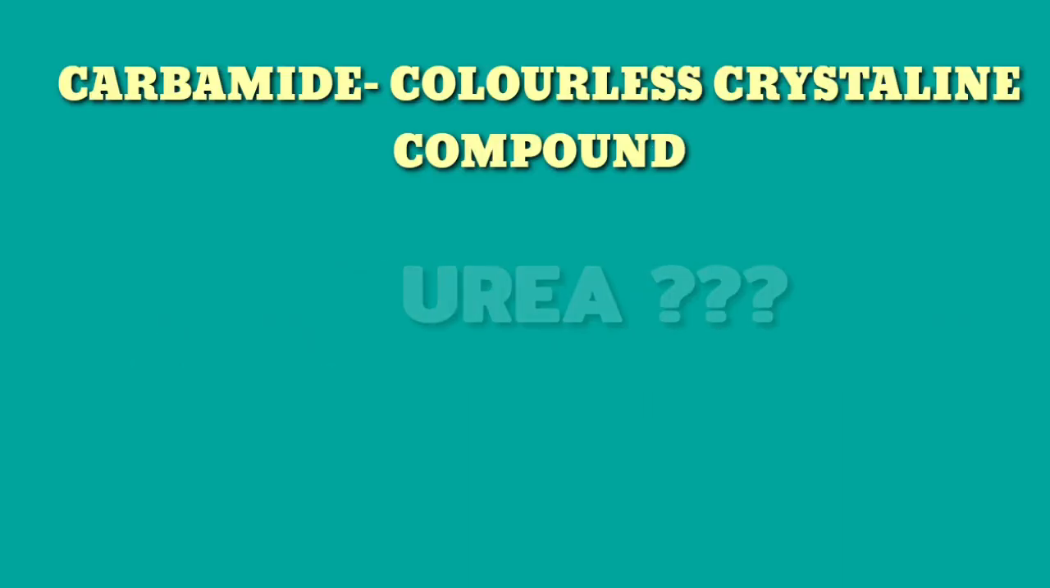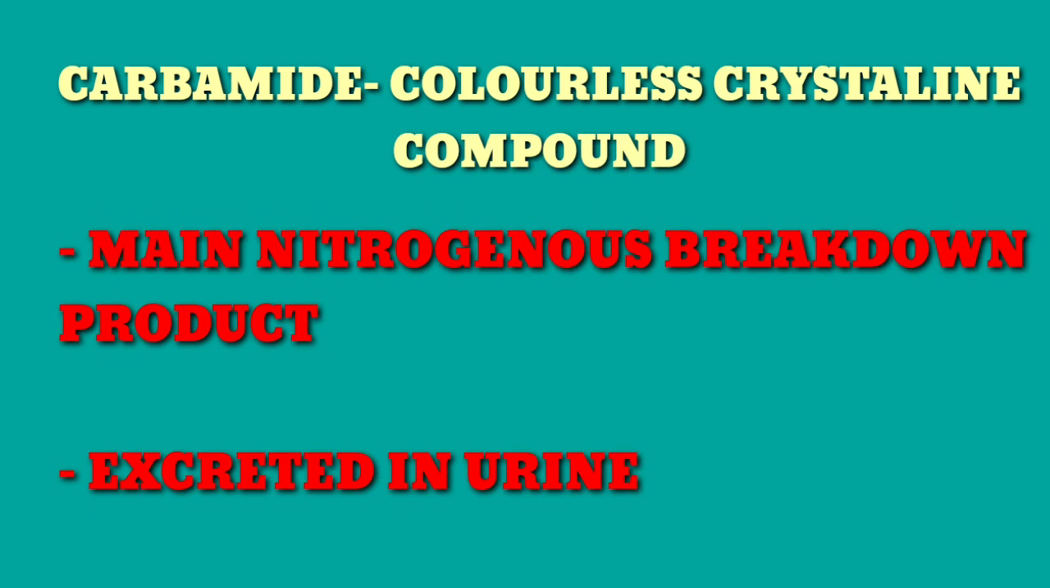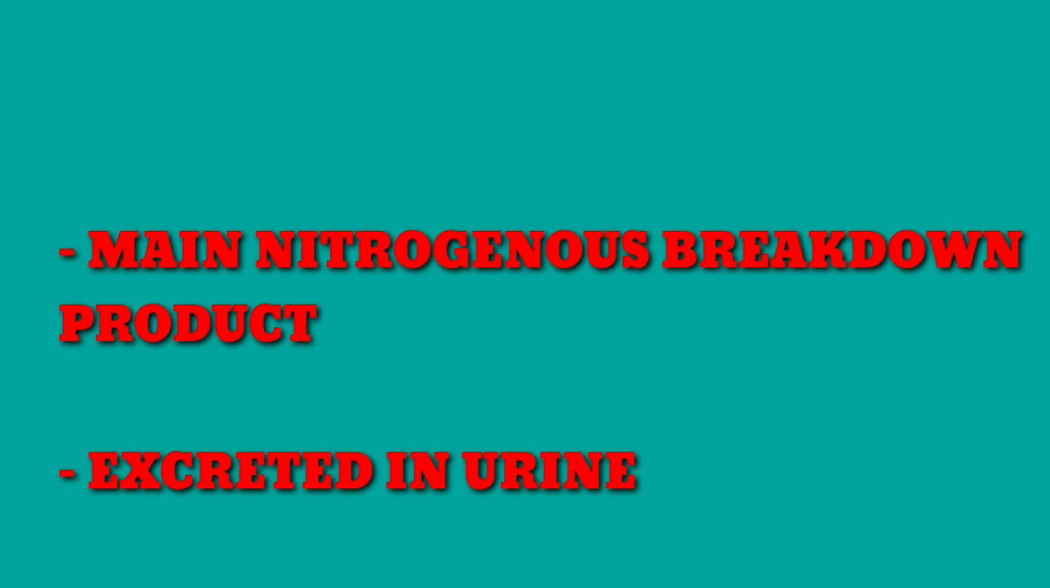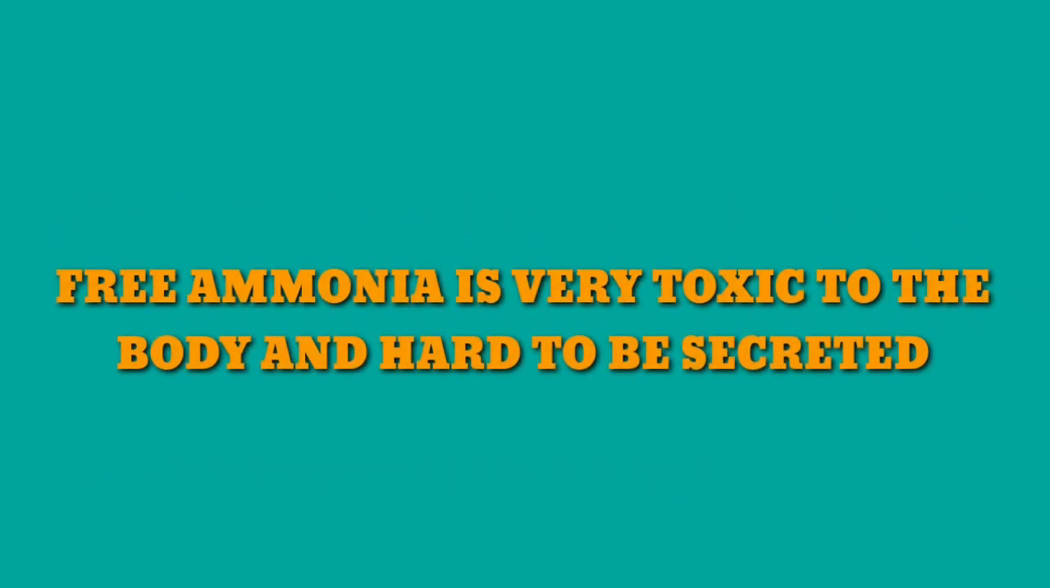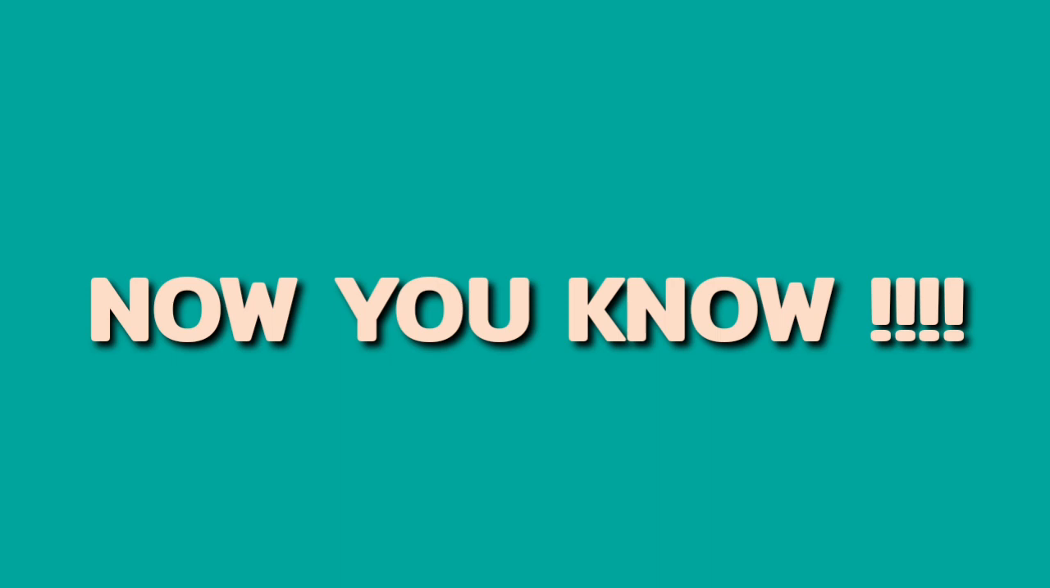What is urea? Urea, also known as carbamide, is a colorless crystalline compound which is the main nitrogenous breakdown product of protein metabolism in mammals and is excreted in urine. Why is the urea cycle so important? Free ammonia is toxic to the body and very hard to secrete, whereas urea is comparatively not toxic and is easier to secrete.